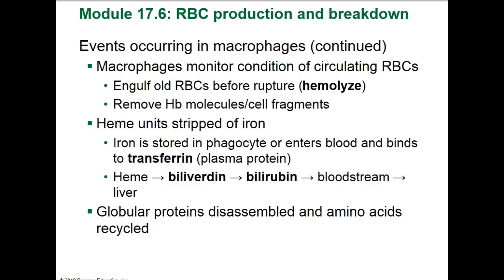Then we convert the heme to biliverdin, then bilirubin. It goes into the bloodstream and then to the liver. So we're able to reuse a lot of this material. Your system's pretty good at recycling some of these parts. And then the globular proteins are disassembled and the amino acids are recycled.